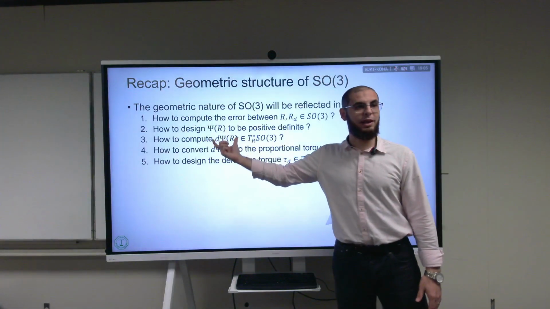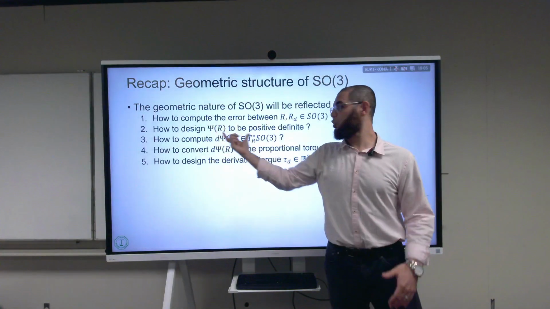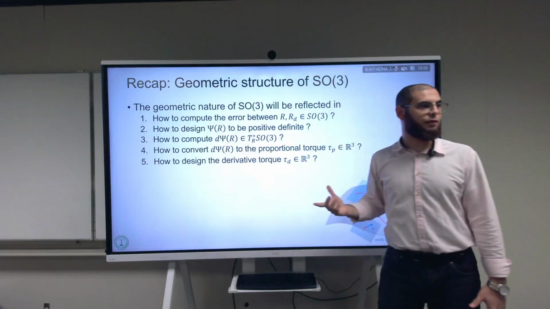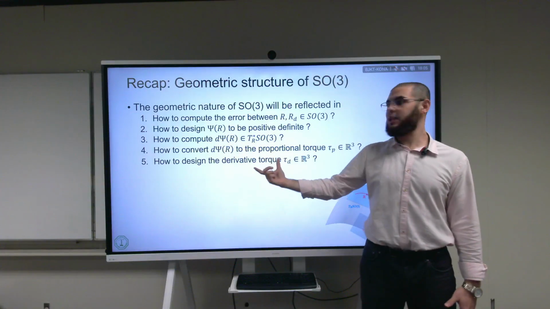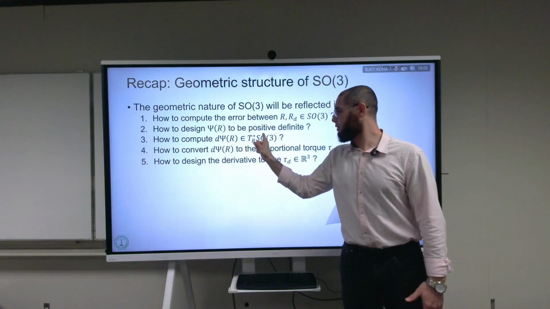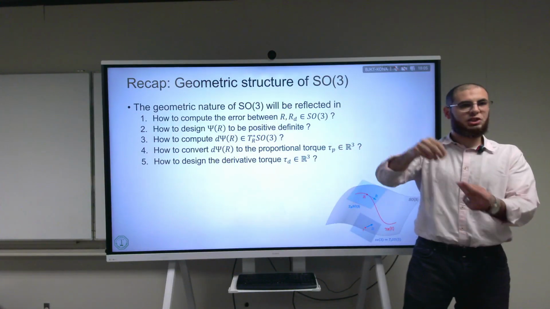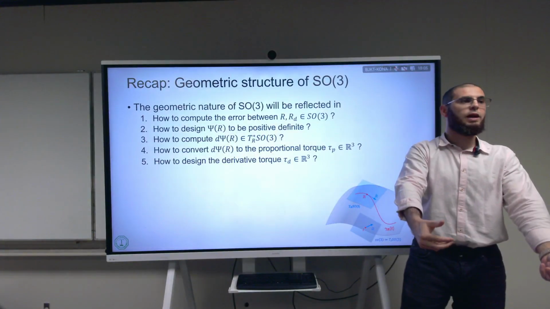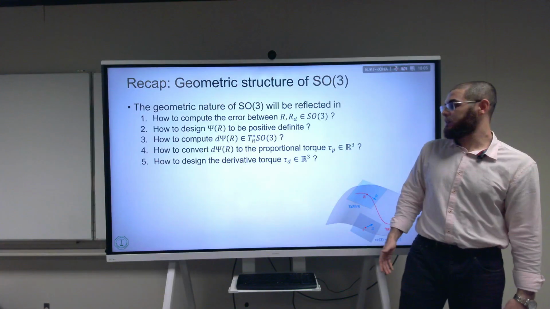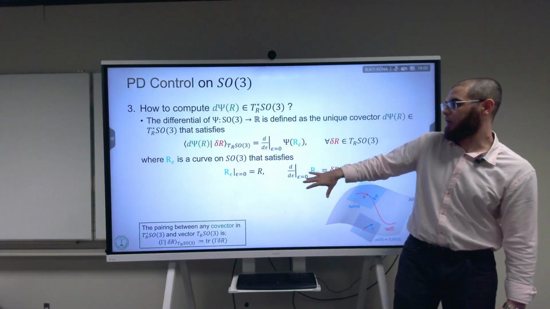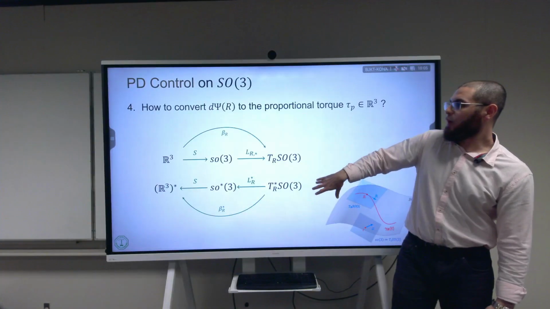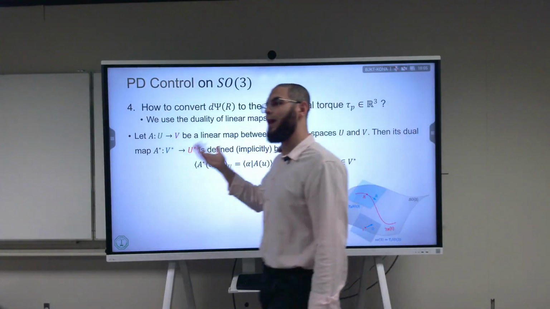For this problem, how do we compute the gradient, or the differential, of that function that you chose? We just did it for that choice of function. And now the question is, how do I convert a covector into the proportional torque, which is just three numbers that I can apply to my control inputs of the system? So this is where we're at right now. The way we're going to do this is using something called duality of linear maps.